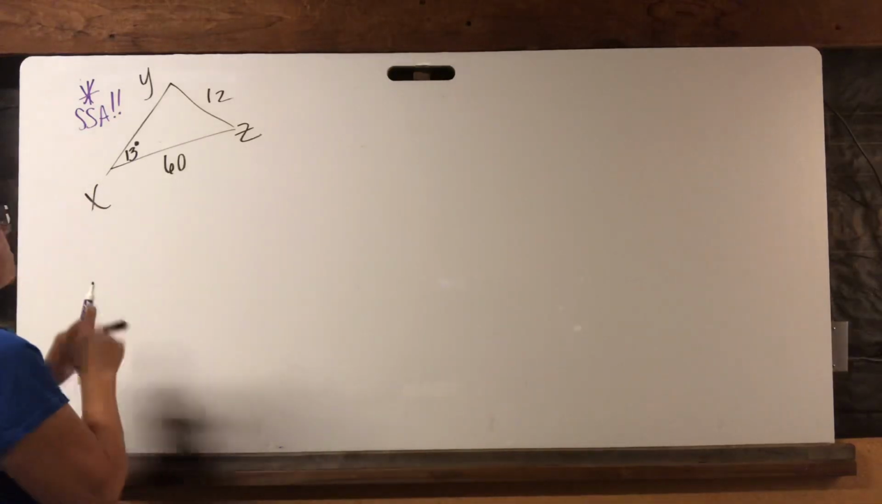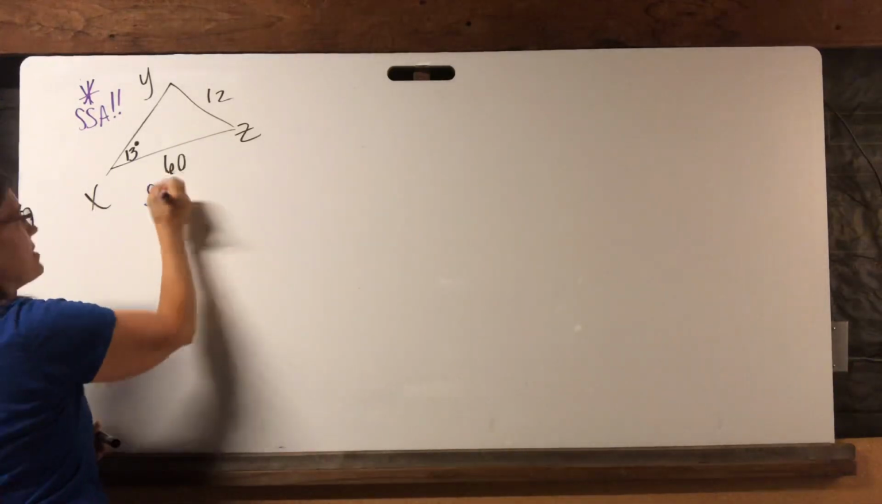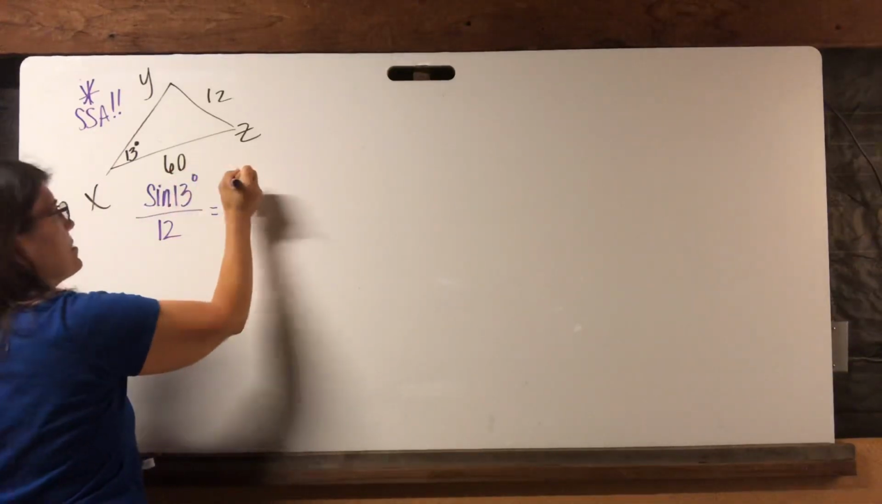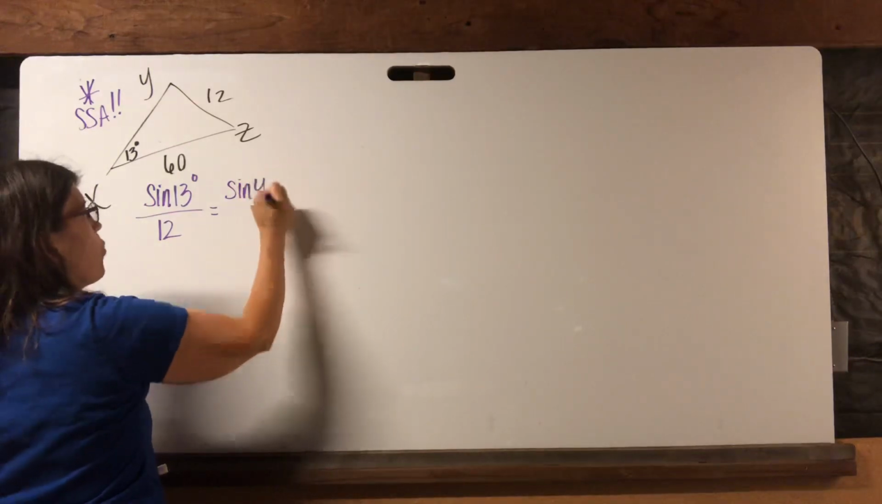All right, here we go. So the sine of 13 degrees over 12 is equal to the sine of Y.